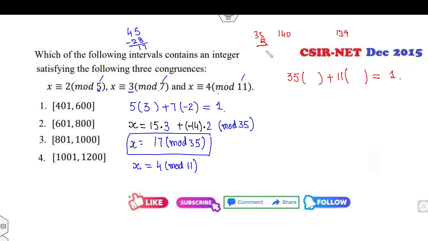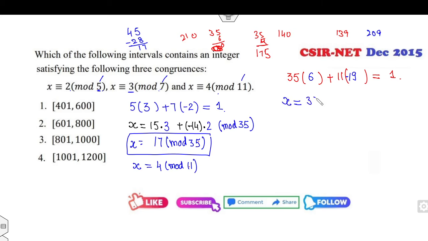If I choose 35 into 5, then it will be 175. Can it be 174? No. 35 into 6 is 210. Can it be 209? Yes. Can it be 209? Yes, obviously, if you multiply 11 by 19. Fine. 11 into 19 is 209. So you can see this is satisfied.